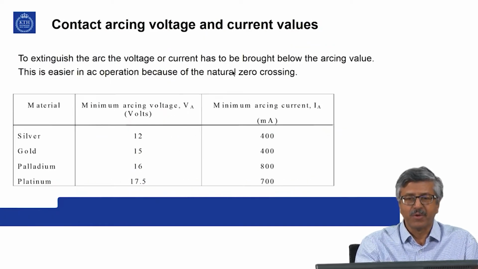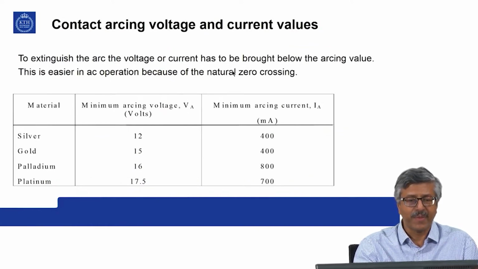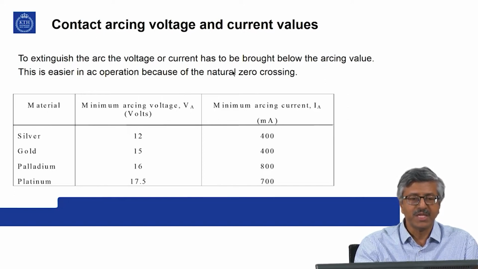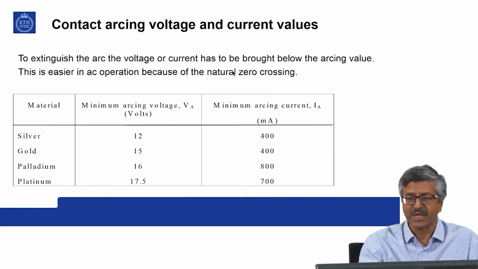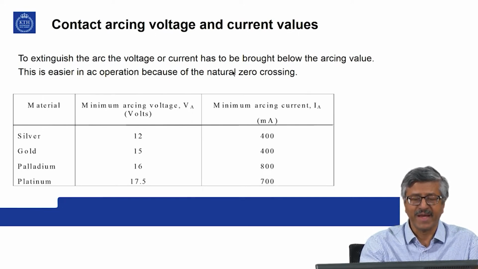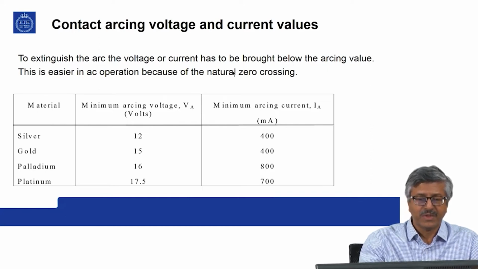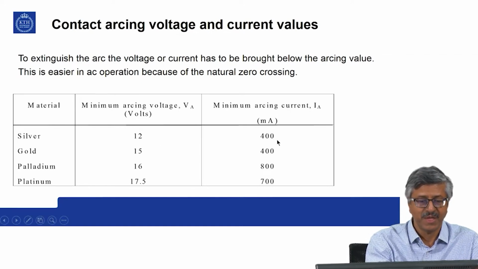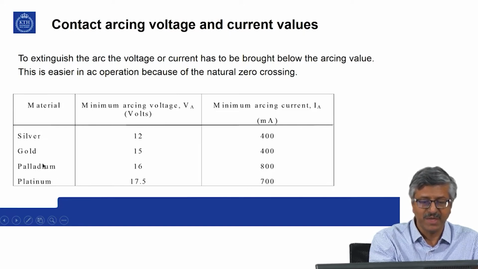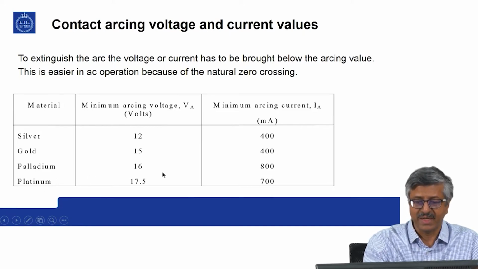Now, contact arcing voltage and current values for common materials are shown. To extinguish the arc, the voltage or current has to be brought below the arcing value. This is easier in AC operation because of the natural zero crossing. So, for silver the arcing voltage is around 12 volts, and the minimum arcing current IA is around 400 milliamps. For other materials it is slightly higher.